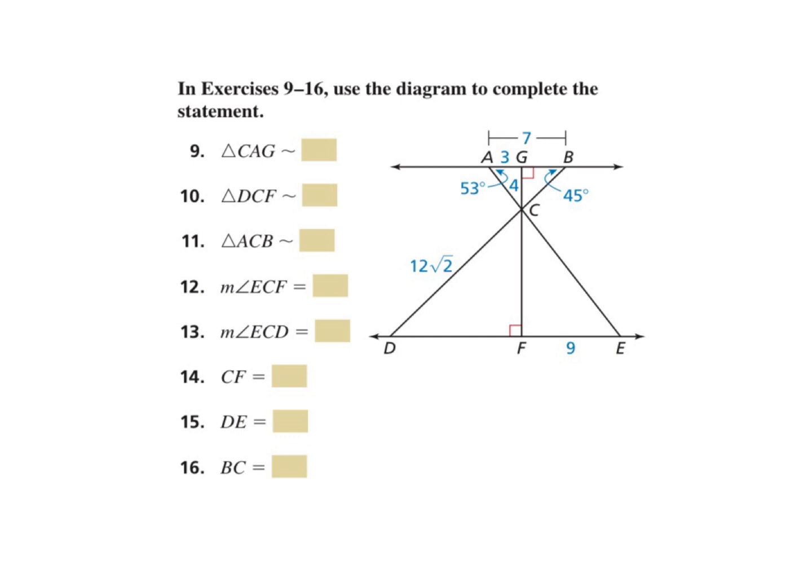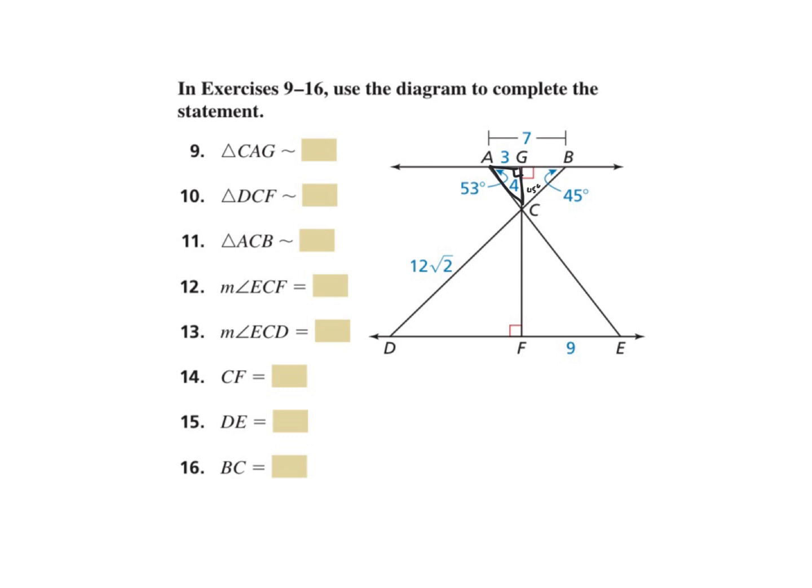Number 9, use the diagram to complete the statements. Okay, lots of different things here. Triangle CAG is this little triangle right here. You got a 90-degree angle there. So let's figure out what these are. 90 minus 45 is going to be 45, so this is 45 degrees here.